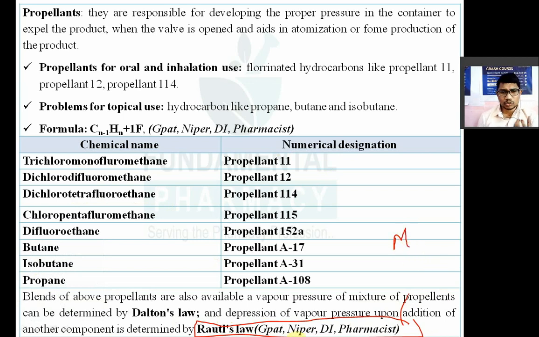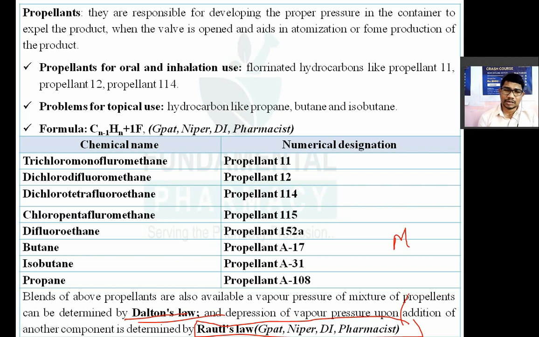We'll see it again. So, are you getting my voice properly? Dalton's law क्या होता है? Dalton's law is the law for measuring the vapor pressure of a mixture of propellants. Now according to this law, the total vapor pressure of a mixture is nothing but the sum of the individual vapor pressures of the components. That is Dalton's law.